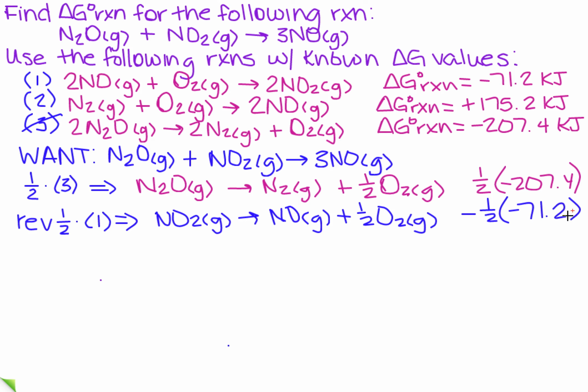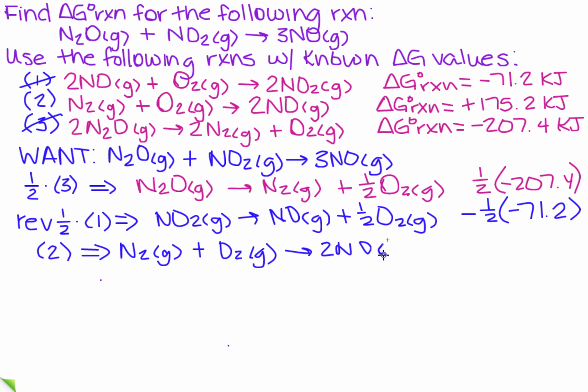Okay, I've got that. Now, I didn't do anything to number 2, correct? So I'm just going to take number 2 and rewrite it down here. And that's going to be N2 gas plus O2 gas goes to 2NO gas. Now, you might be asking, if she didn't use it, why in the world do I need to rewrite it? Well, remember the instructions said we have to use all of the following. So if you don't make any changes to it, you still have to include it in your calculations.